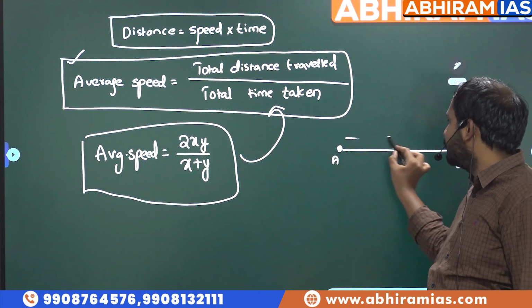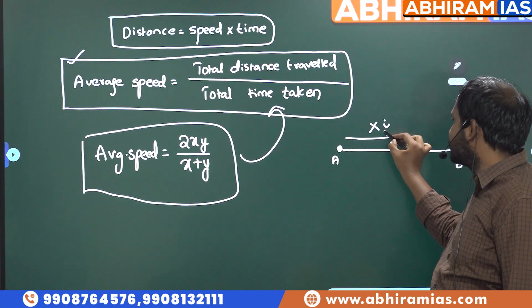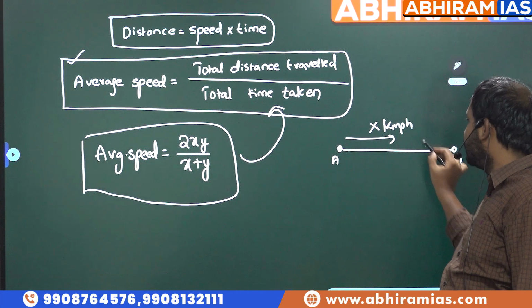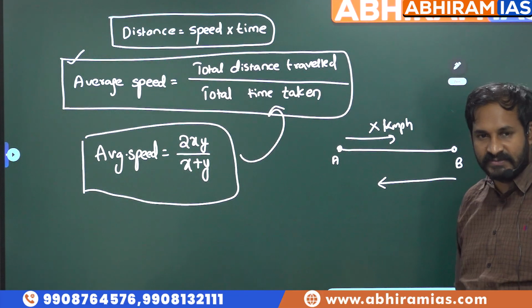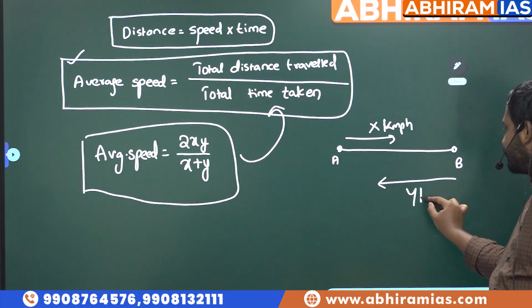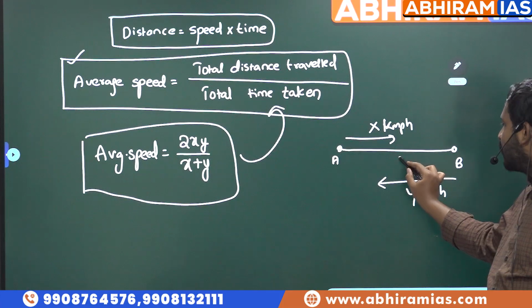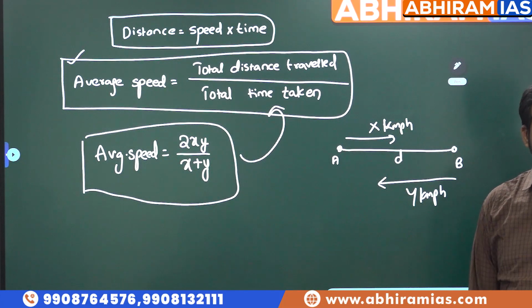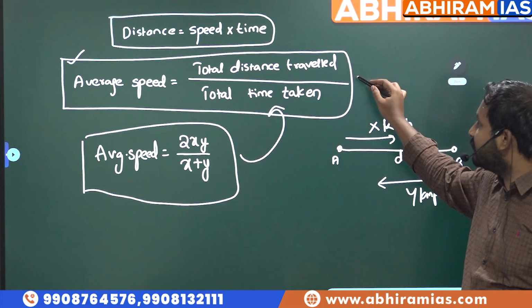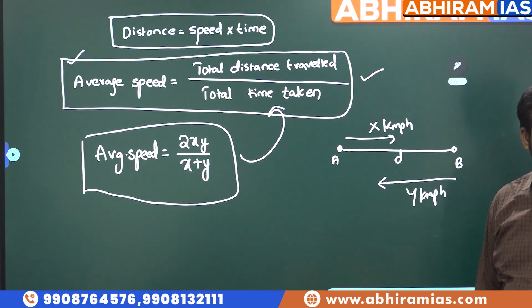A person is traveling from A to B with a speed of x kmph, and traveling from B to A with a speed of y kmph. We don't know the distance. Let us assume the distance as d. What is the standard formula for average speed? Total distance traveled by total time taken, right?